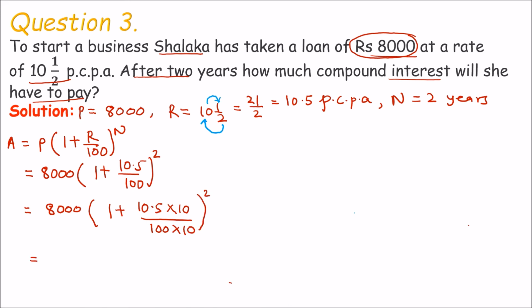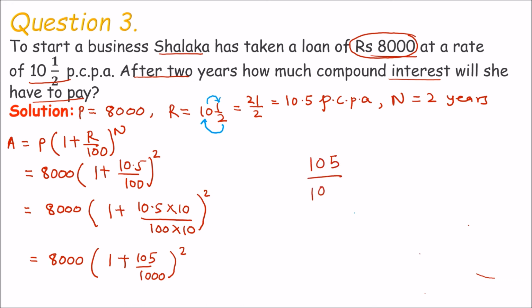Now we will simplify it further. 8,000 (1 + ...), now 10.5 into 10, you will get 1050. Okay, if you multiply 10.5 by 10, you will get 1050. Put the decimal. Okay, if you put the decimal leaving one digit, you will get 105. So what we will write there? 105 upon 1000 raised to 2.